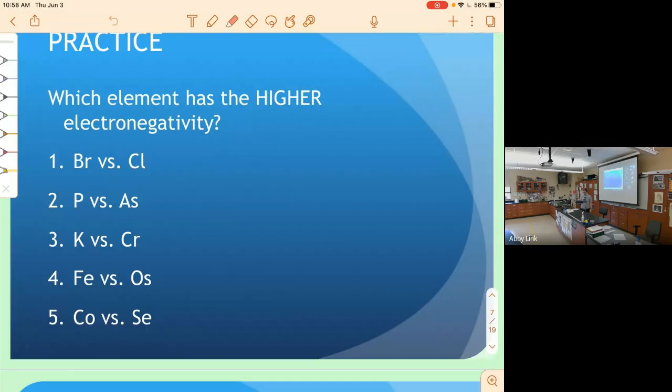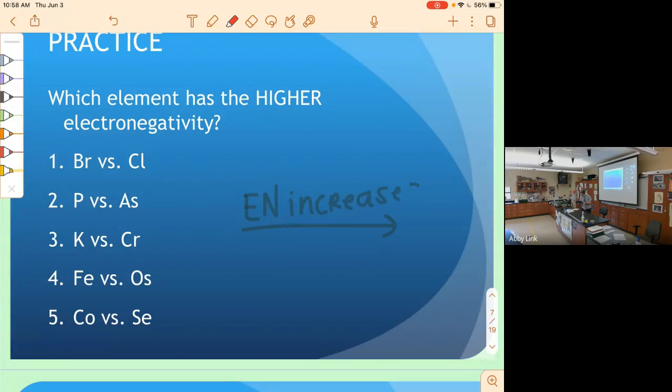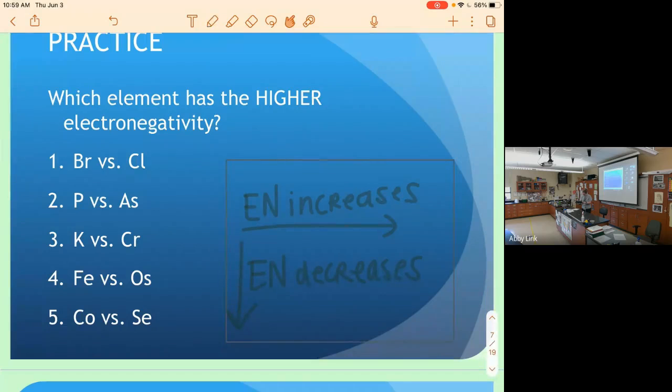That's okay. All right, so let's write down first: electronegativity increases as we go across, and going down, electronegativity decreases, just so we have that. I like to have that right in front of our faces as a nice little reminder for yourselves.